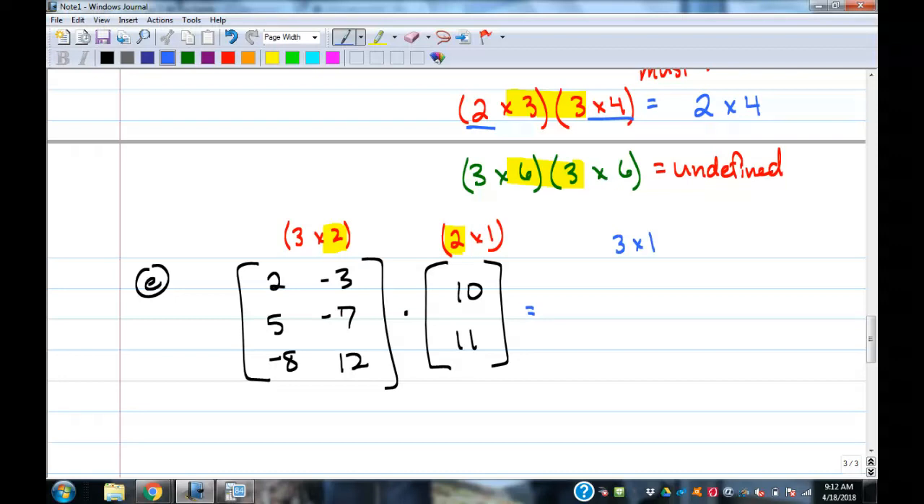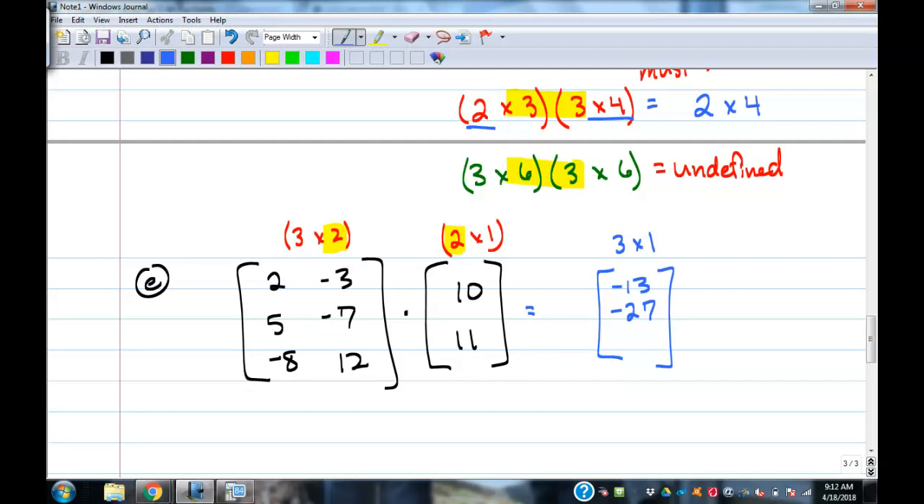Now, I'll show you how to do it by hand, but we're going to do it with the calculator most of the time. Okay. The way it works is you take this row times this column and you add the results. So you take 2 times 10 is 20 plus negative 3 times 11. So 20 plus negative 33 would be negative 13. And then this one's easier because the second matrix is pretty small. So then you take this row times those numbers in that column. So 5 times 10 is 50. Negative 7 times 11 is negative 77. So that would add together to be negative 27.